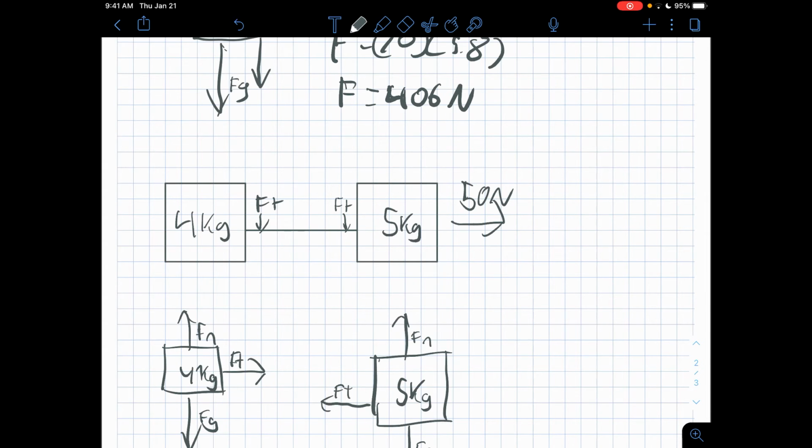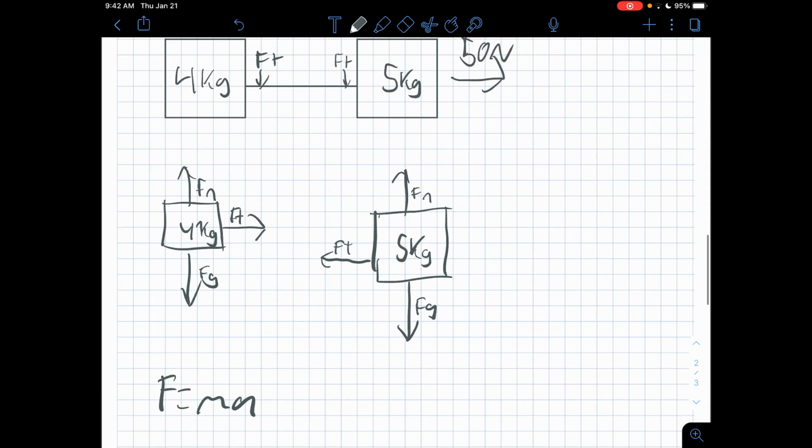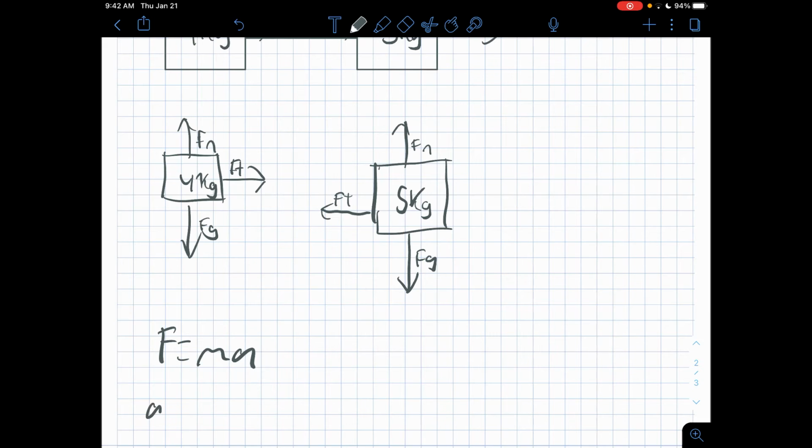So according to Newton's second law, we have F equals ma. You should be comfortable with this. We've just been using it the whole time. You want to see which ones you have and what you want to solve for. We want to solve for acceleration, so we're going to move acceleration to the right.